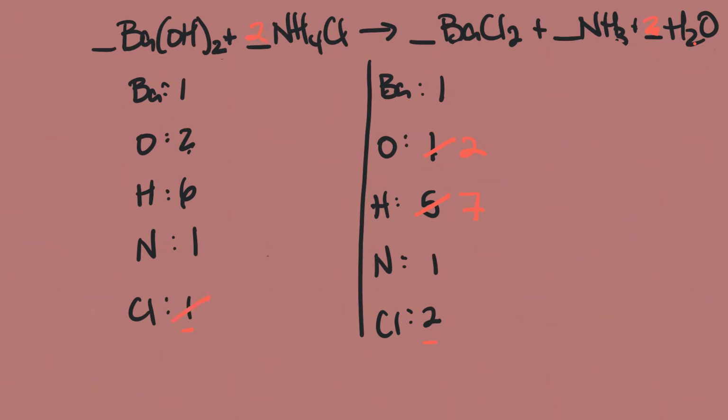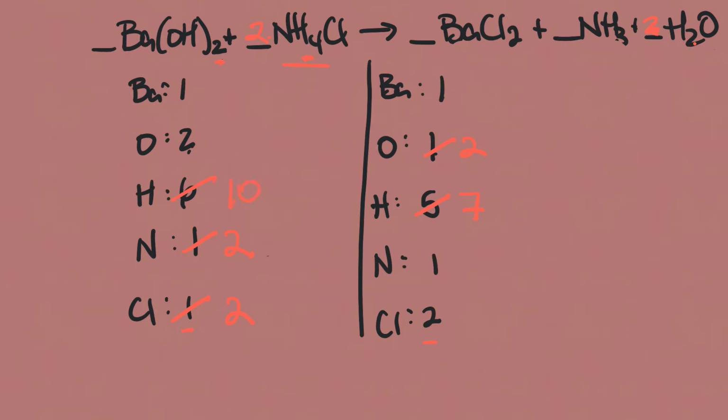So I'll cross out this 1. I have 2 chlorines, but this coefficient also affects everything that's in here. So now I no longer have just 1 nitrogen. I have 2 nitrogens. I have to recount my hydrogens now. When I recount my hydrogens, you see that I have 2 times 4 is 8, plus the 2 over here, I have 10 hydrogens here.